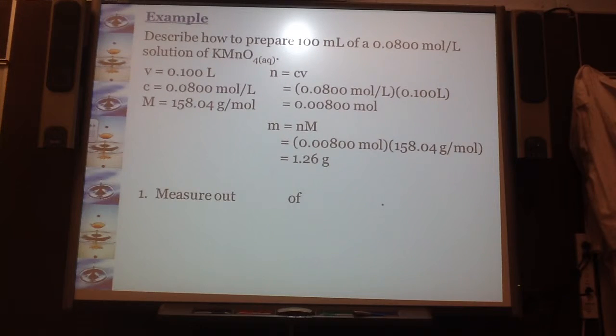Okay, so you have to say, and you have to write this out. Number one, measure out 1.26 grams. And if you run out of room, you can put it below there too, where it has the demo stuff. 1.26 grams of potassium permanganate solid. You can write the chemical formula.